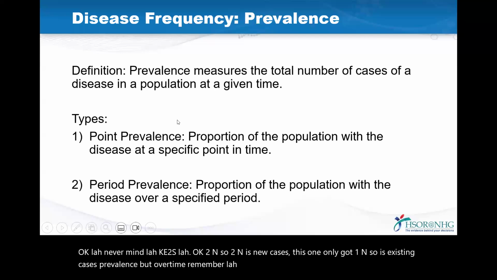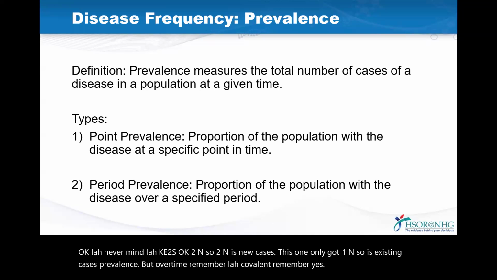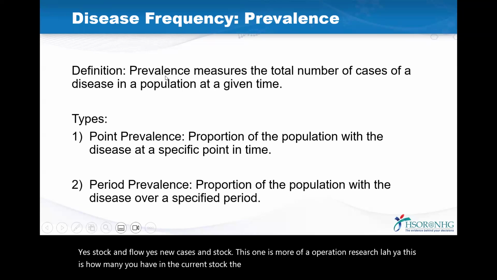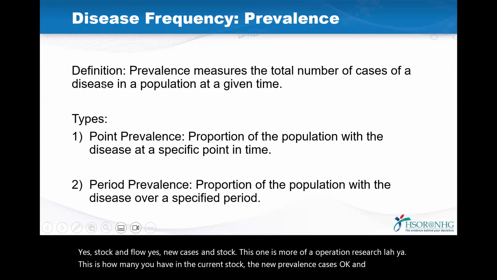Over time, remember, prevalence is the stock, right? Yes, stock and flow. New cases and stock. This one is more of operations research. This is how many you have in the current stock, the prevalent cases. And then incident cases are new cases coming in.